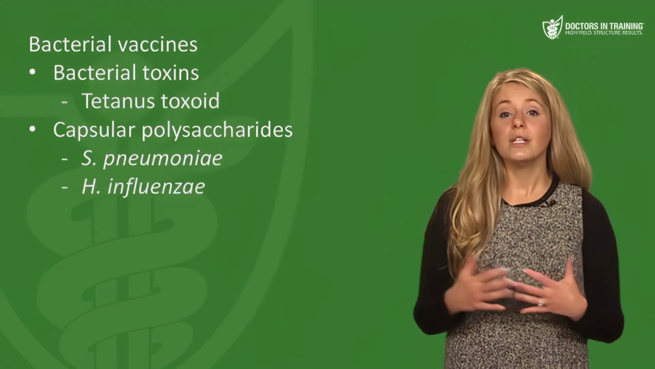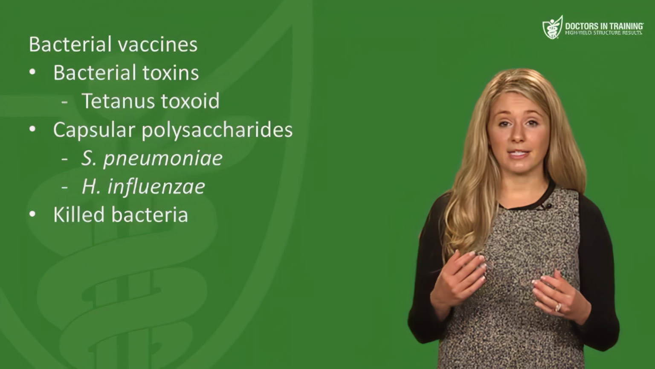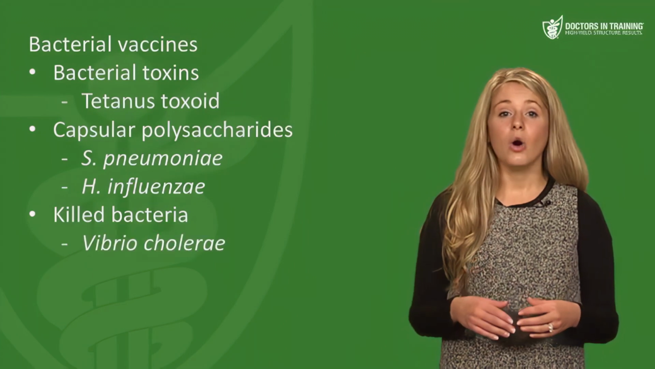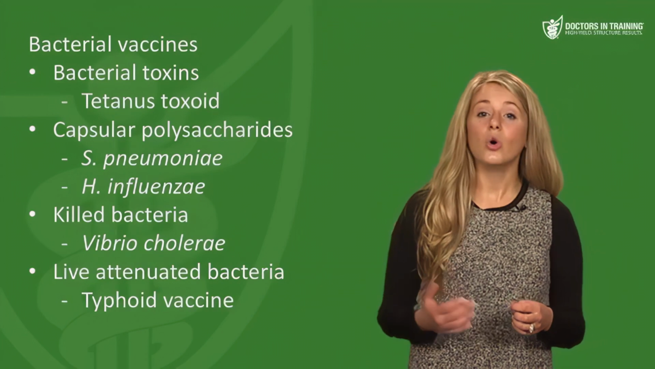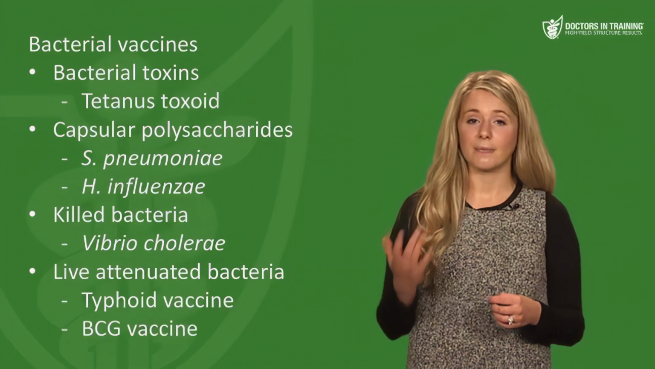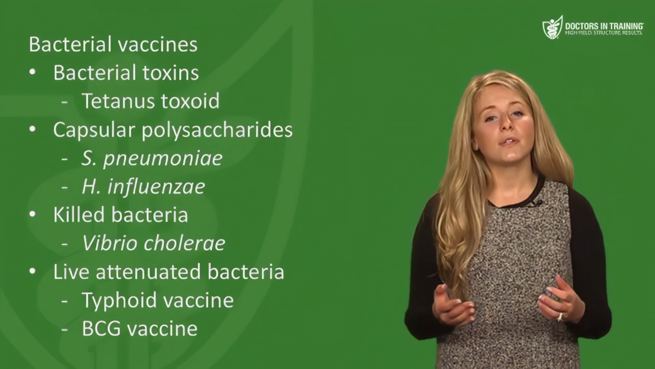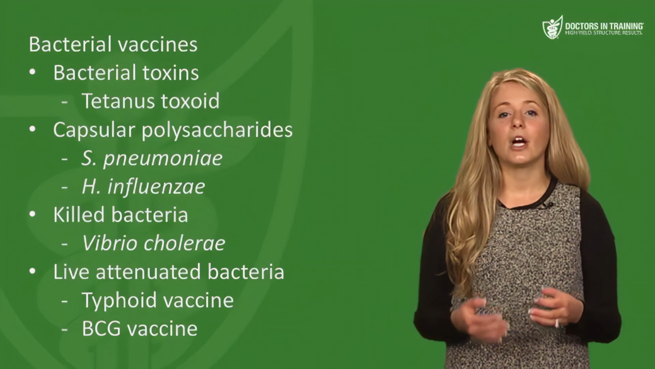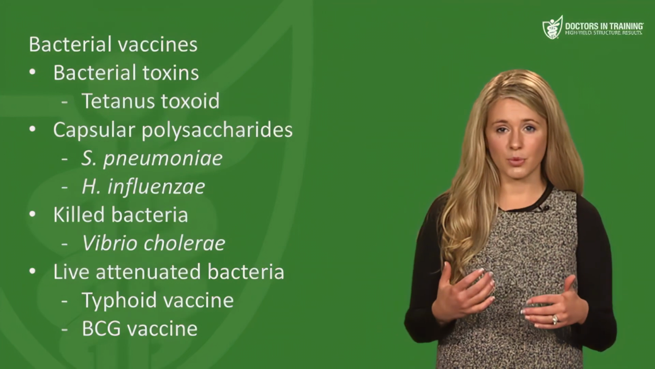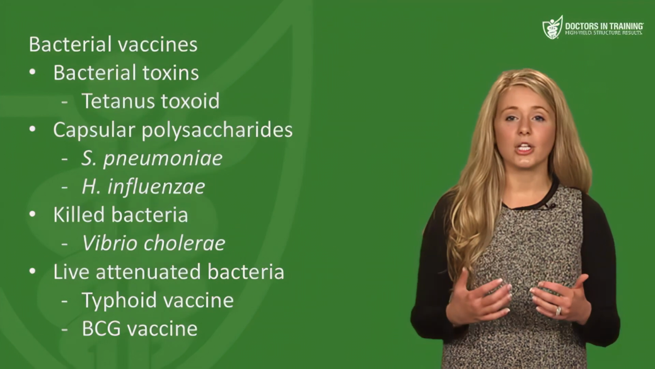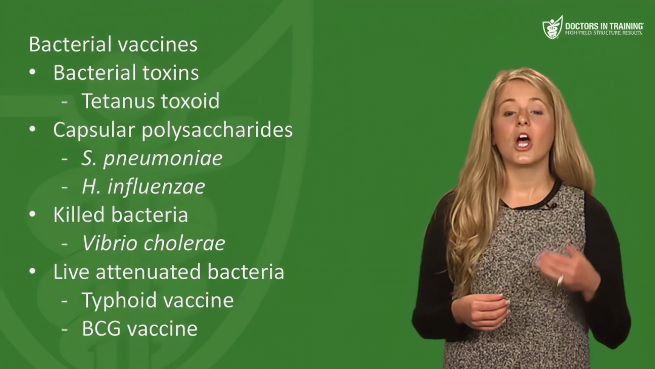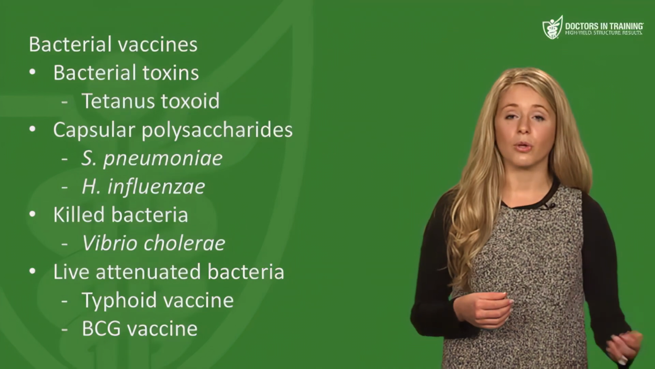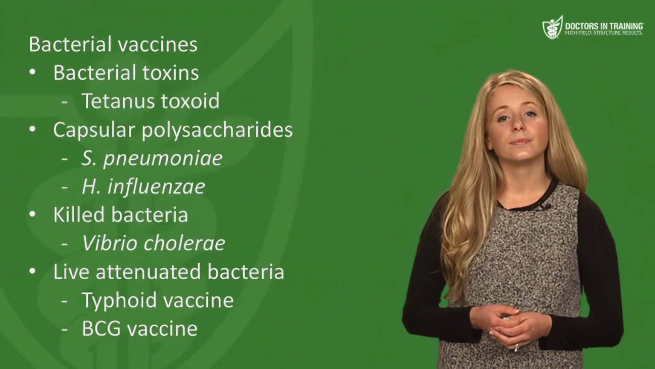Flu. Or sometimes we actually give killed bacteria, like Vibrio cholera, or other attenuated bacteria like the typhoid vaccine or the BCG vaccine against tuberculosis. But in all of those cases, because the bacteria aren't actually infecting individual cells, there won't be a cellular cytotoxic T cell response. So bacterial vaccines are generally going to induce a humoral B cell response.